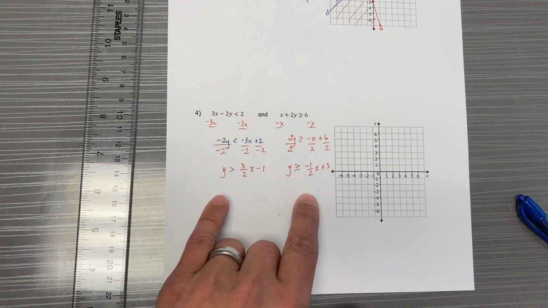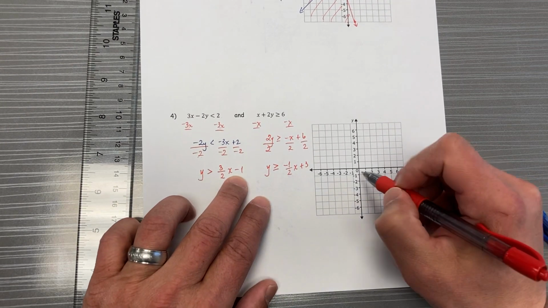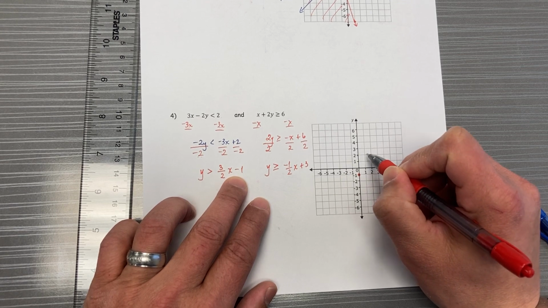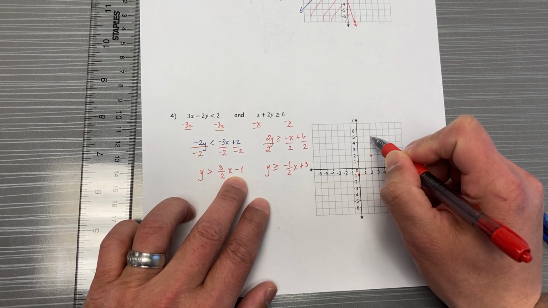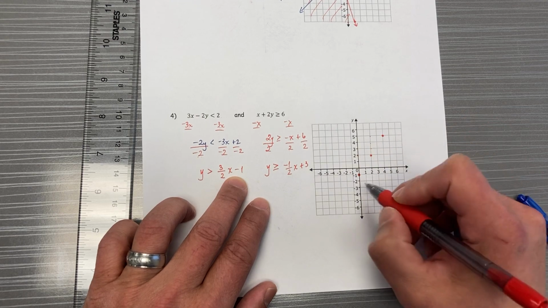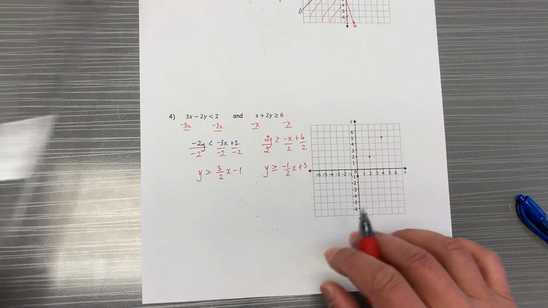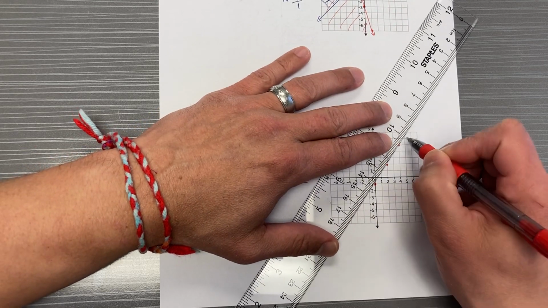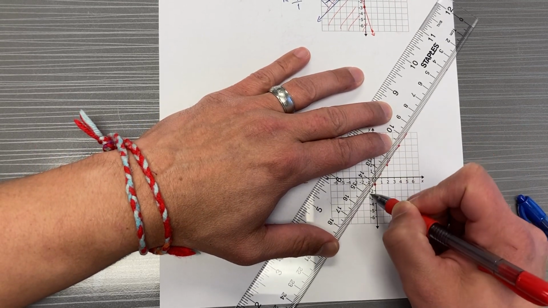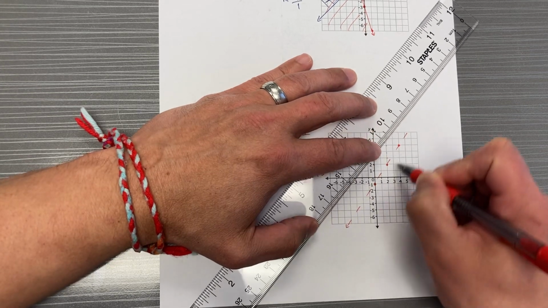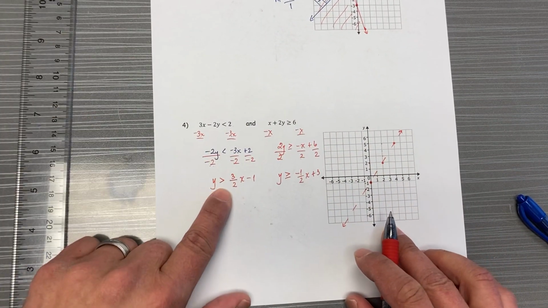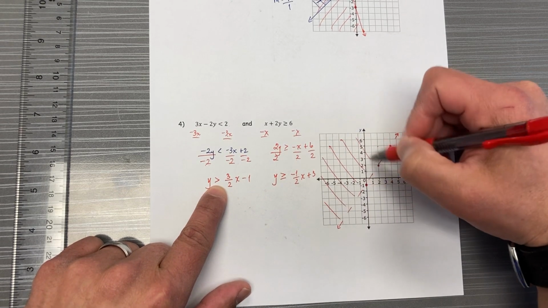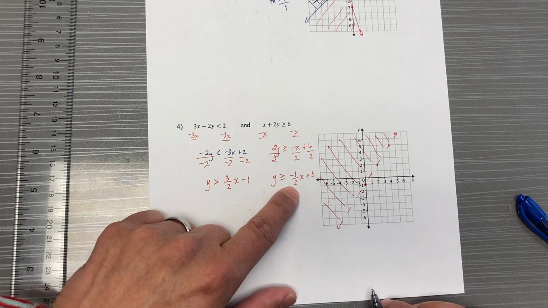And now these two are ready to be graphed. So we're going to start at negative 1, we're going to go up 3, 1, 2, 3, over 2. 1, 2, 3, over 2. All right, and that is going to be a broken line just here, all right? So after a while, they're not too difficult. And this symbol is greater than, so we're going to shade above. And that's done. Now we're going to do this one.